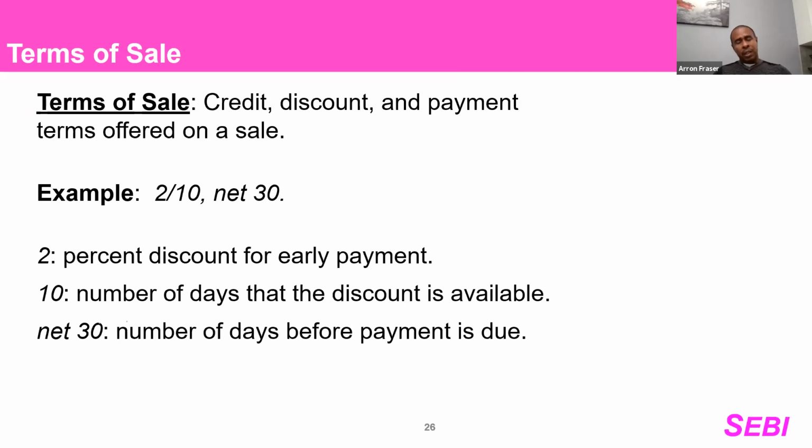But if you don't take advantage of that discount, then you're expected to pay the bill in 30 days, right? So when you see an example of 2-10 net 30, it really means if you pay a bill early, so that's 10 days or less, you get 2% discount. But if you don't, then you're expected to settle that bill in 30 days.